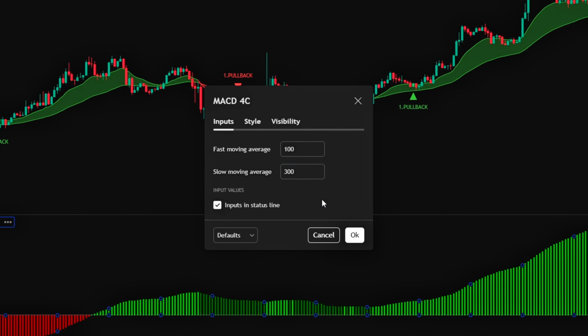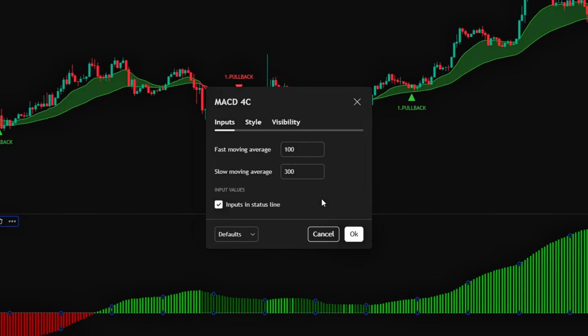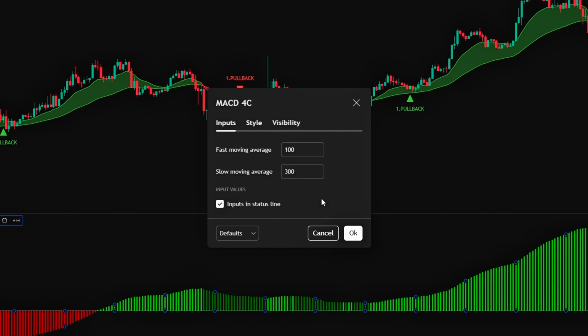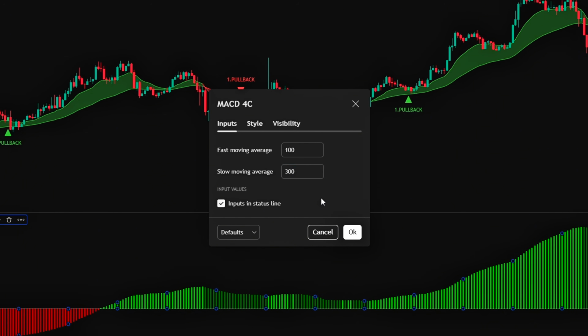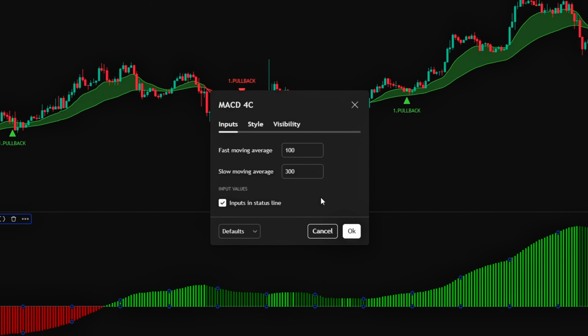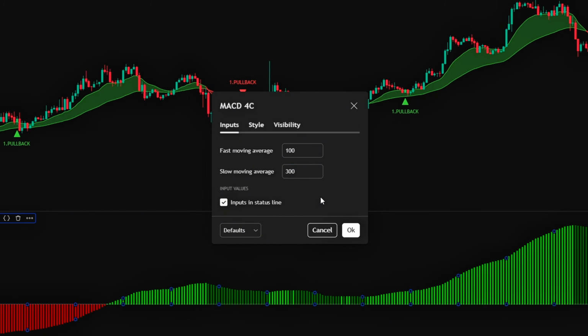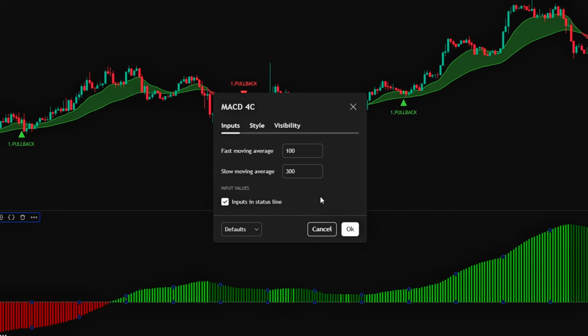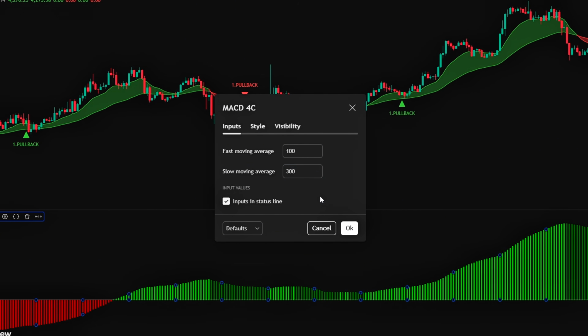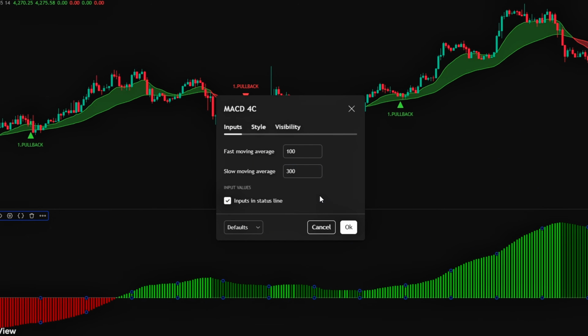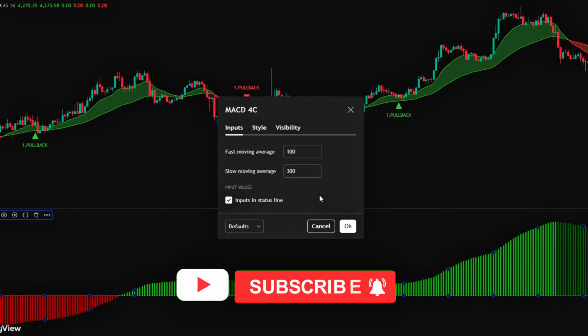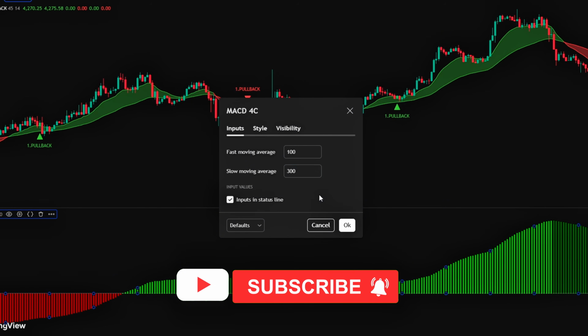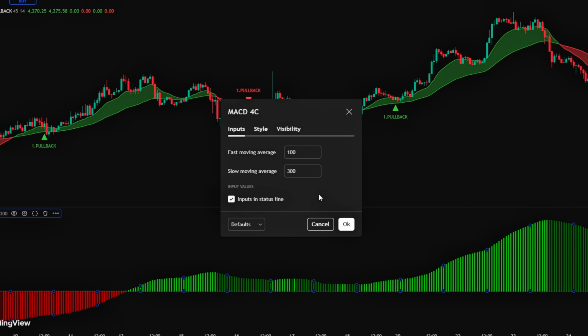These wider periods transform the MACD4C into a higher time frame trend filter, meaning it focuses on the dominant long-term direction of the market instead of short-term fluctuations or pullbacks. This adjustment ensures that we only trade in the direction of sustained momentum, not temporary spikes or pullbacks that go against the broader trend. Optimizing the visuals.